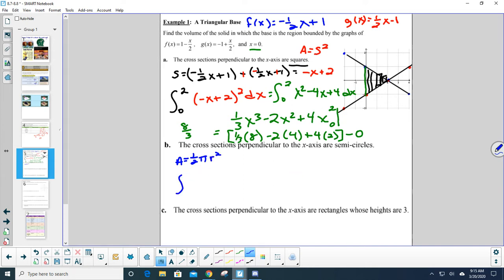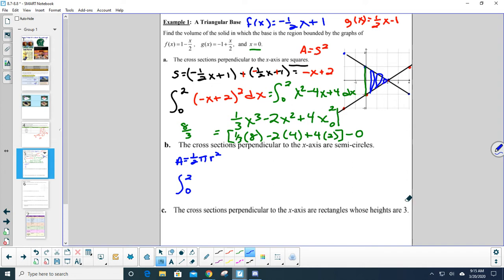We're still going, our bounds aren't changing. We're still going from 0 to 2. But this time, instead of squares, we are going to have semicircles. So we're going to have something like, there's my diameter, and we're going to have semicircles coming out. So like the dome part is coming out of the screen at you. Those aren't very good semicircles.